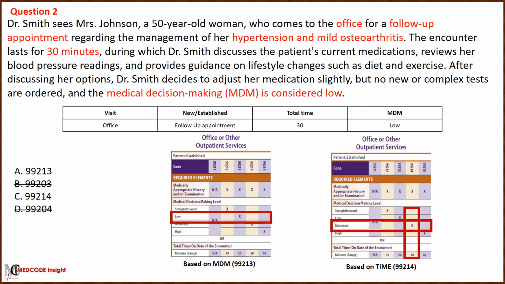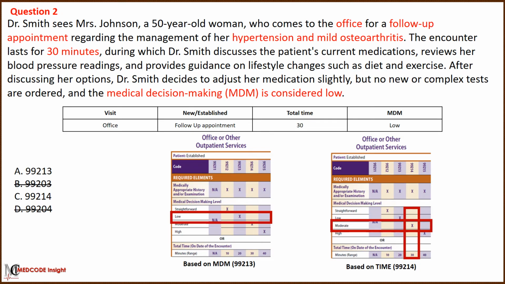The encounter lasts for 30 minutes and the medical decision making is considered low. We have two options for selecting the level, based on the MDM or time. We must use the option that represents the higher level. Below is the table for an established patient. First, we will select the level based on MDM and then based on the time.